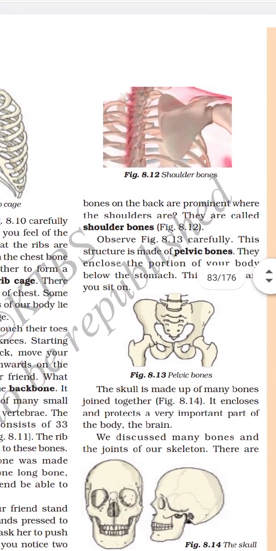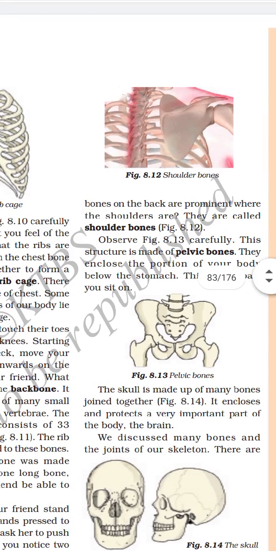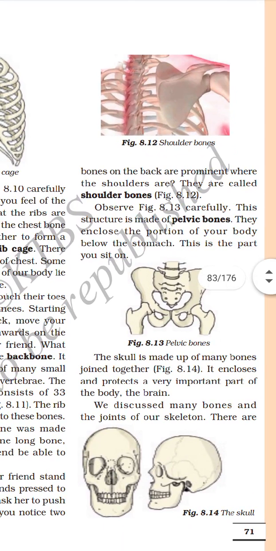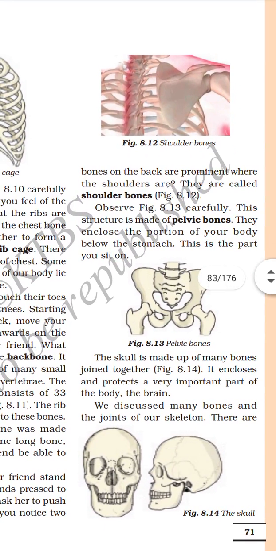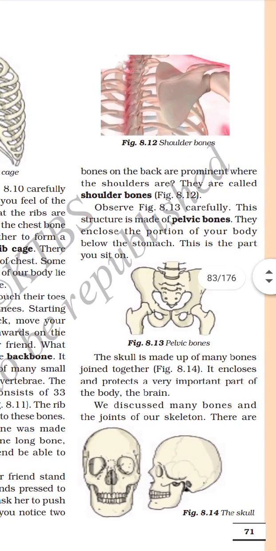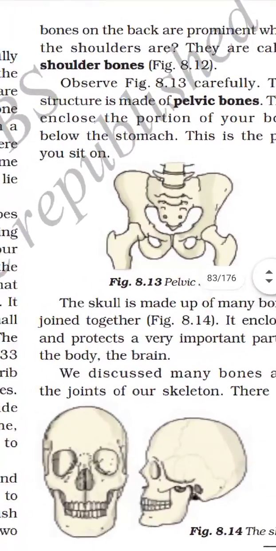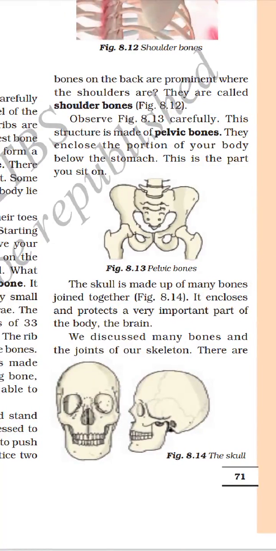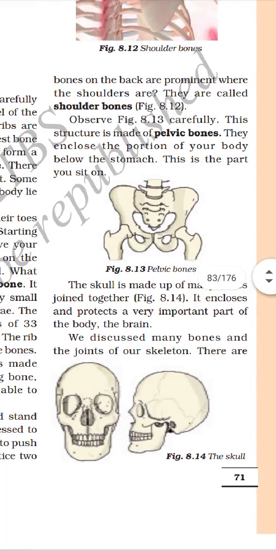Observe Figure 8.13. This structure is made up of pelvic bones. They enclose the portion of our body below the stomach. This is the part you sit on. The head part is called the skull. The skull is made up of many bones joined together. It encloses and protects a very important part of our body, the brain.